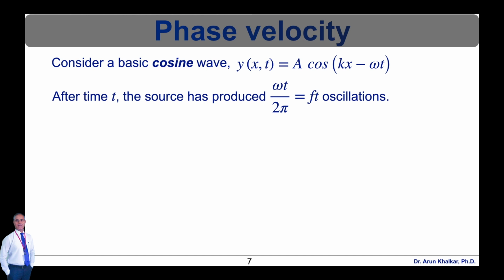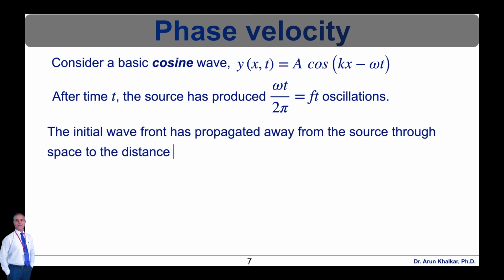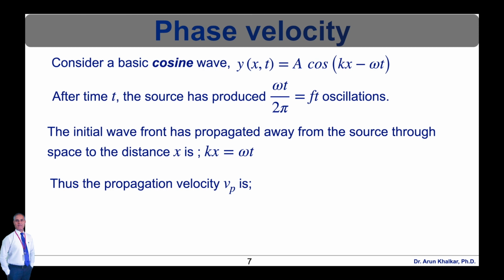After the same time, the initial wave front has propagated away from the source through space to the distance small x to fit the same number of oscillations. Therefore, we can write kx is equal to omega t. Thus, the propagation velocity v, which is x upon t, is nothing but omega upon k.